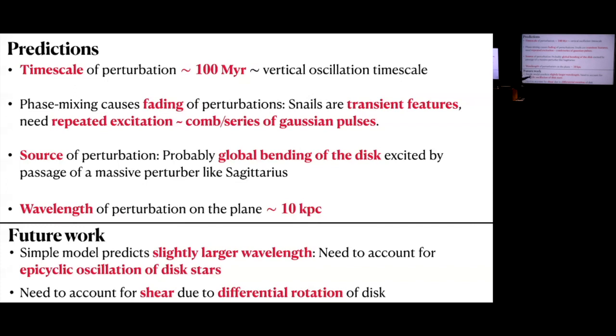So the future work is going to focus on this: we get a slightly larger wavelength than what is expected. And that's probably because we are not taking into account the fact that these stars are doing epicyclic oscillation along the disk. And we also need to account for the shear due to the differential rotation of the disk. This was a simple model, but now Elise is going to move into a more complicated description of what happens in the general case with simulation.